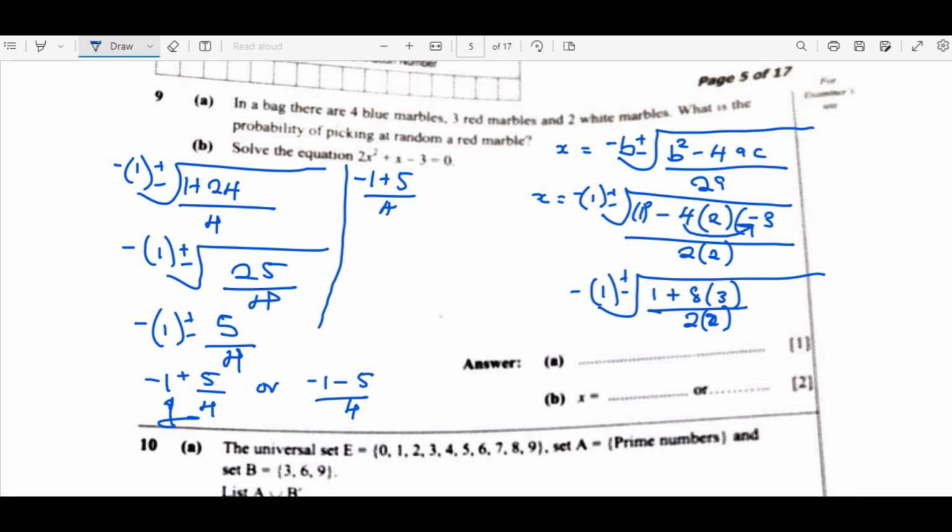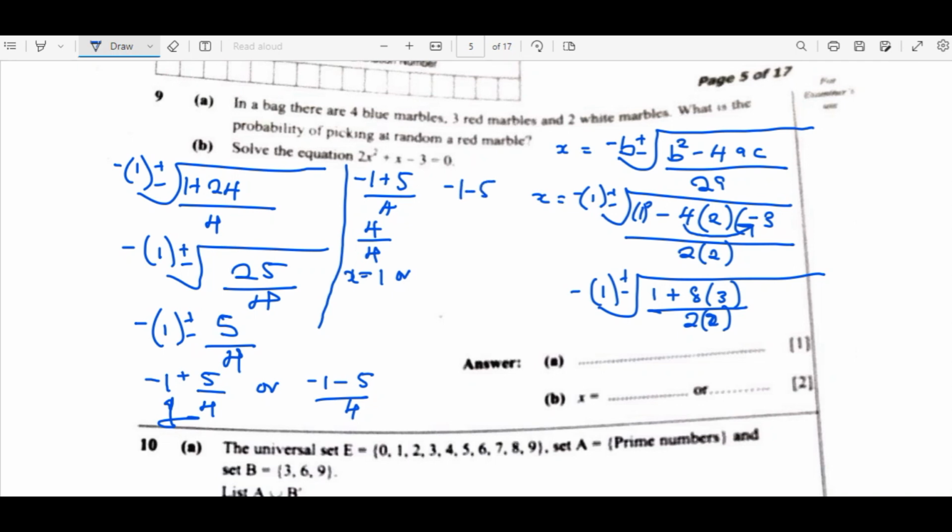With a negative and a positive, we subtract and maintain the sign of the bigger number. So we're going to have 4 over 4, and 4 into 4 is 1. So x is equal to 1.